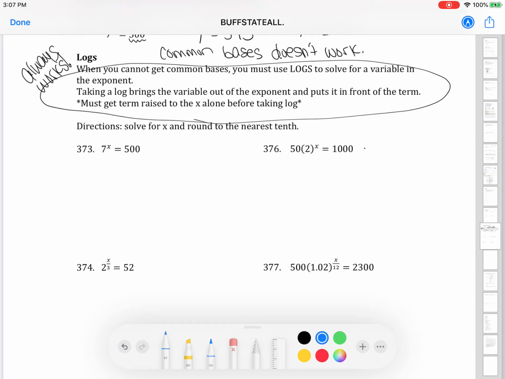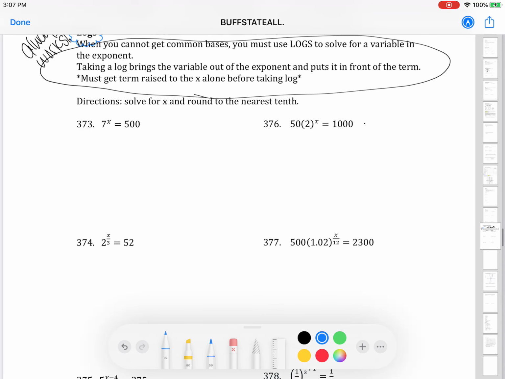All right, so again, here's the how-to. We're only going to do a couple of examples today, and then we'll pick up with this in the next video. But I just want you to see this other method while we're comparing the two right now. So the directions are to solve for x and round to the nearest tenth. Here's the method. It's called logs. And you're definitely going to need your calculator for this. So pause it real quick if you do not have your calculator with you. Go ahead and grab it.